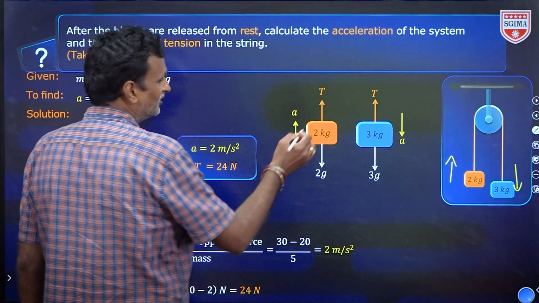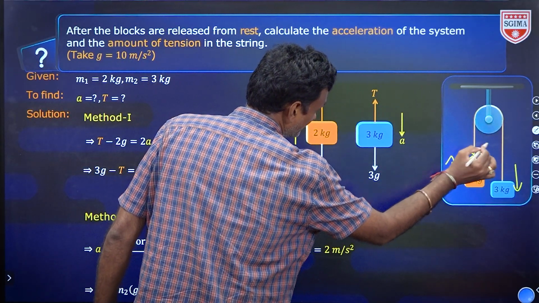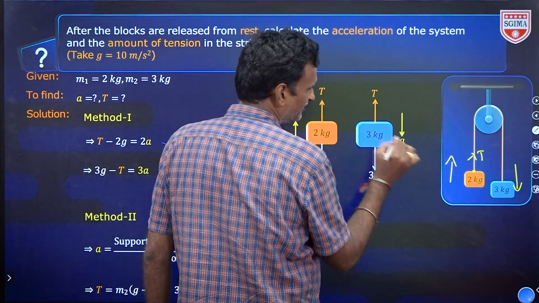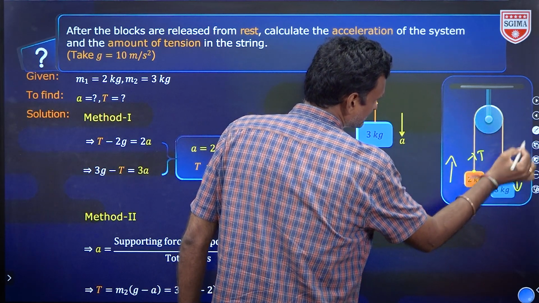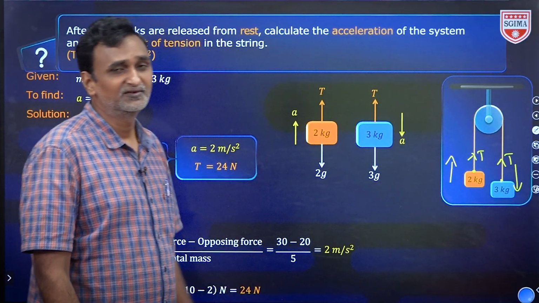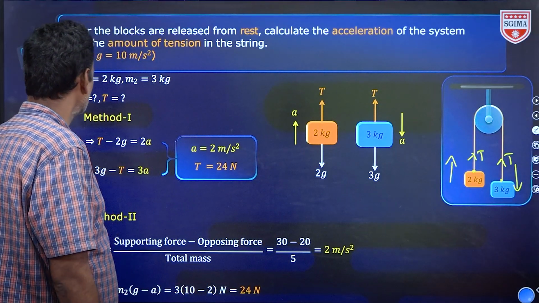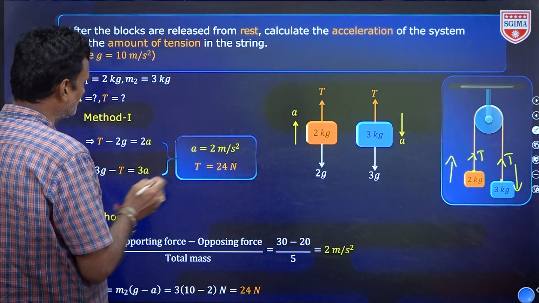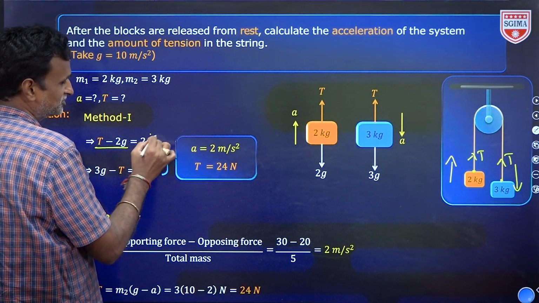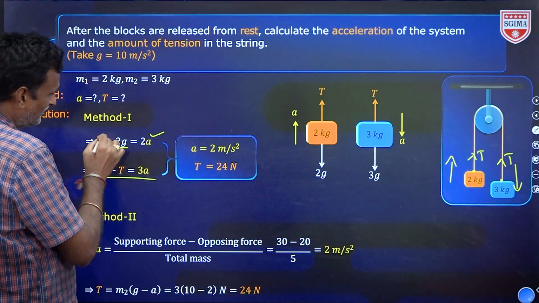You can see the free body diagram for the 2 kg block: 2g downward and tension T upward, with acceleration also upward. For the 3 kg block, the weight force is downward and the tension is upward. Now, depending on the acceleration direction, we write the net force equation using the second law of motion. First, T minus 2g equal to 2a, because it is going upward, and next, 3g minus T equal to 3a, and T cancels.